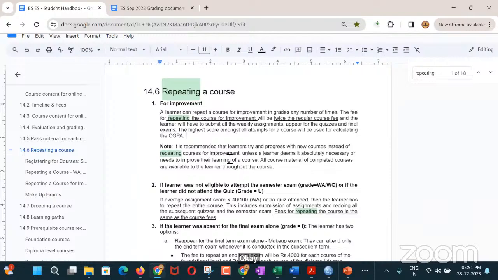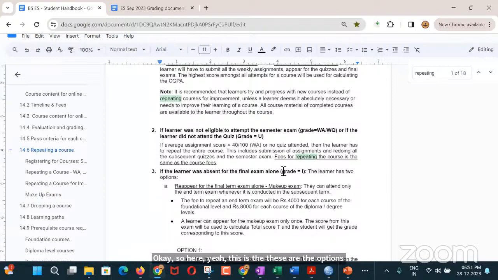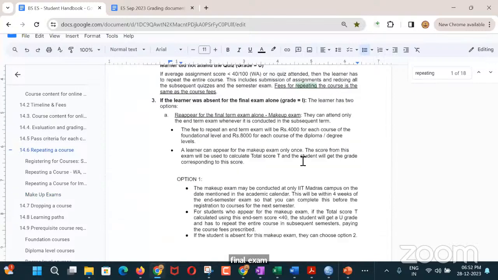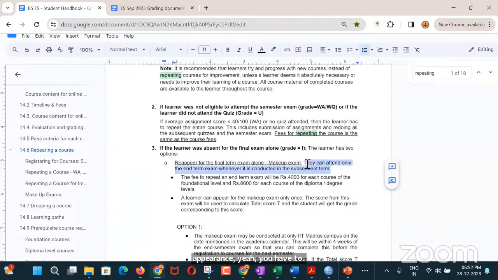Yeah, okay. So here, these are the options that we have for repeating the course: for improvement, if a learner was not eligible to attempt the semester exam, and the third is if the learner was absent for the final exam alone. This is what you were telling, right? Reappear means they can attend only the end term whenever it is conducted in the subsequent term. This is what I explained in the presentation, right? That's the one. Option 1, option 2, please read.